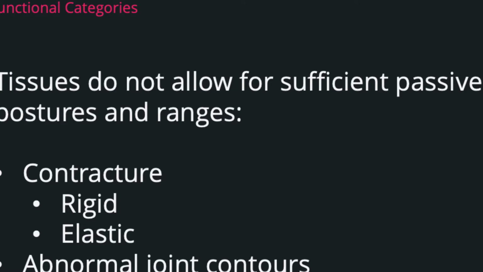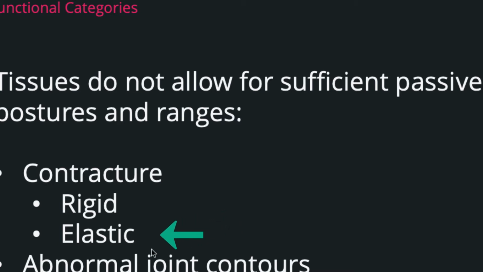Contractures usually take place due to inactivity or injury, and we can usually tell that a contracture is there just by trying to move the joint through its normal range of motion. Generally, it should take about 2 finger strength to bring a joint through its full range of motion, and if it takes more than that, then we could say that there might be some kind of contracture there. And contractures come in 2 different forms. So we have rigid and elastic contractures.